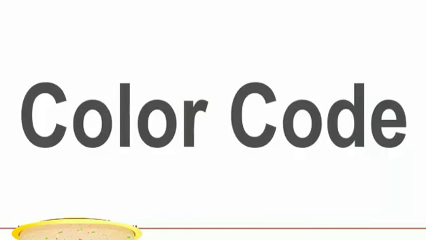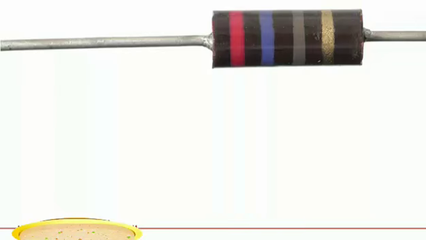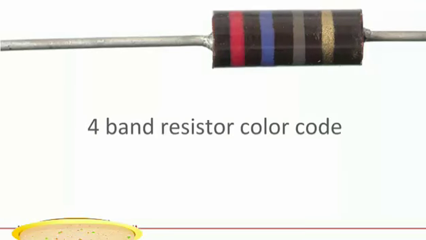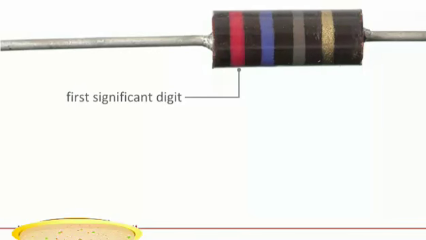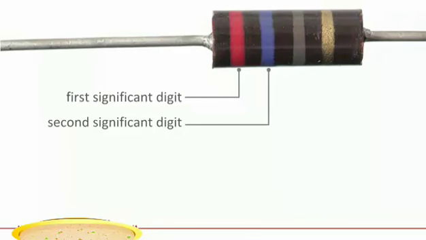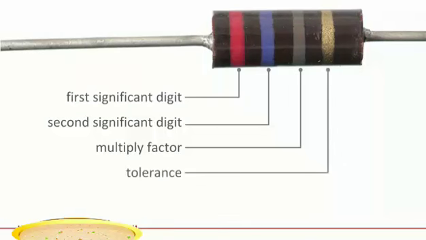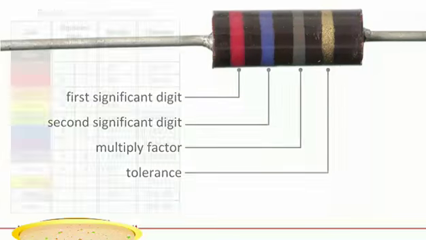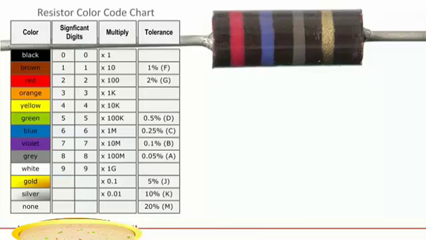Most actual leaded resistors have a marking with colored bands to indicate the resistance value and tolerance. This resistor is a carbon composition resistor with 4 color bands. The first band gives the first digit of the resistance value. The second band gives the second digit. The third band indicates a multiplication factor, and the fourth band gives away the tolerance of the resistor. You can try to memorize the meaning of each band and color, but you can also use the resistor color code chart to decipher the code.